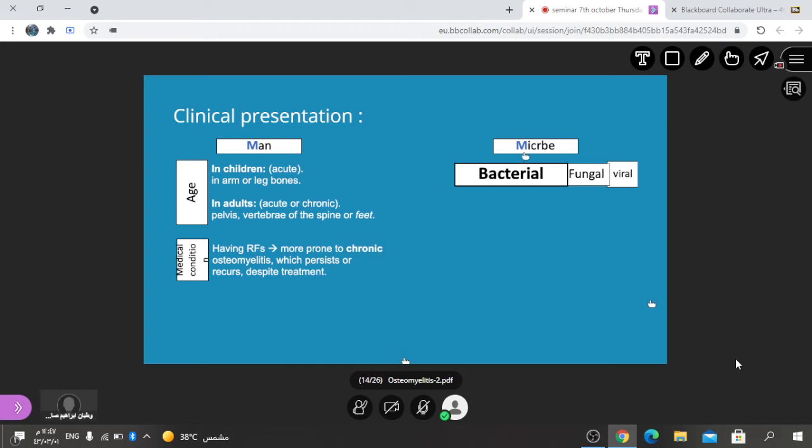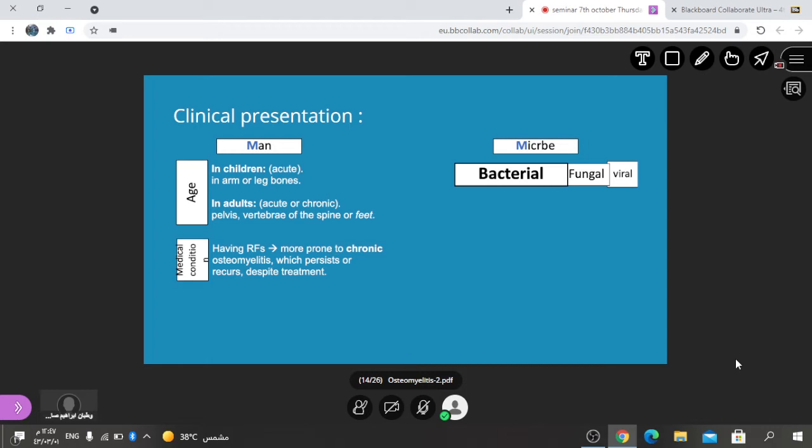The other M is called the microbe, mostly bacterial, and fungal, mostly in immunocompromised patients, and mostly will be aggressive. We have also viral infection. All of these microbes will cause osteomyelitis. Actually, my colleagues touched this subject briefly, but I want to emphasize this.